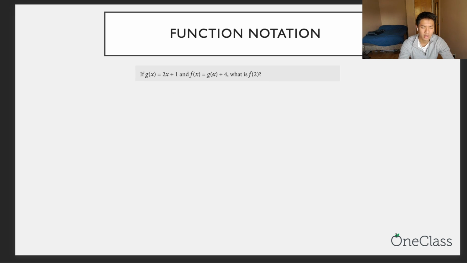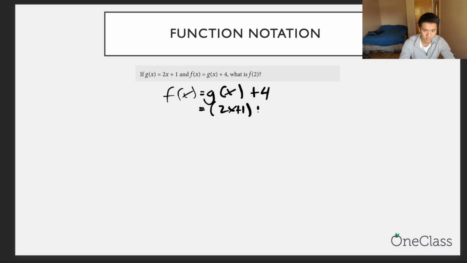The first one is we can combine these functions. So if we know that f of x is equal to g of x plus 4, we can substitute g of x in, so we get 2x plus 1 plus 4, and that's going to give us 2x plus 5. And then, now that we only have one function, it's no longer a composite, we can plug that in. We get 2 times 2 plus 5 equals 9, so we get 9. And that's f of 2. So that's one way we can solve it.